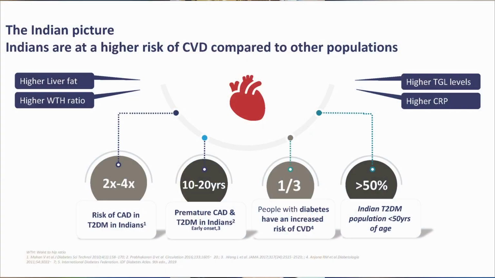Cardiovascular risk is the leading cause of death in patients with diabetes, and we all know this, that the Indian picture is very different from the Caucasian population. Indians are at a higher risk of CVD compared to other populations, especially because they have higher liver fat, higher waist to hip circumference ratio, higher triglyceride levels, and higher CRP.